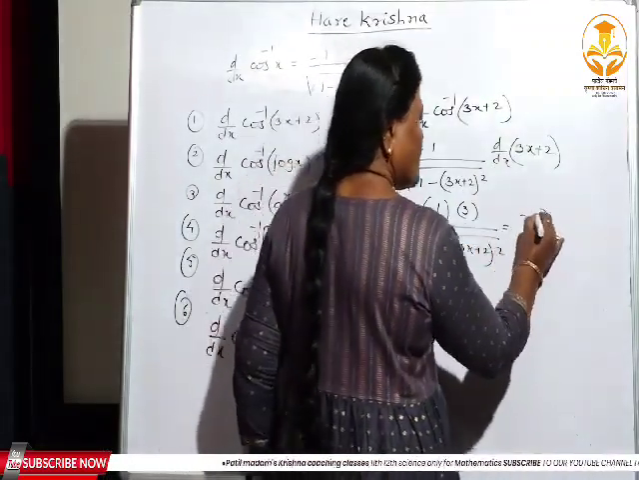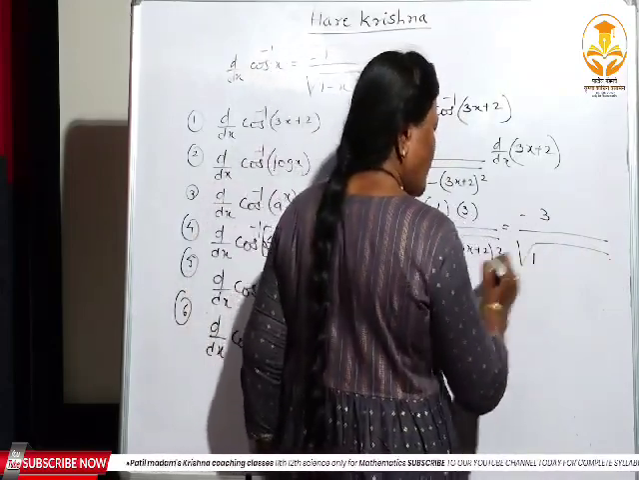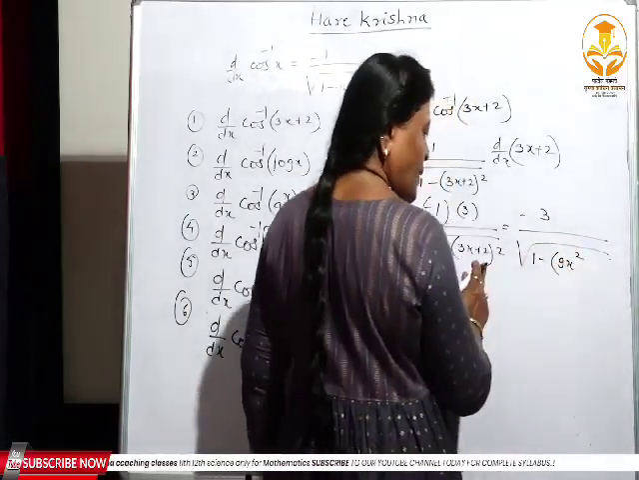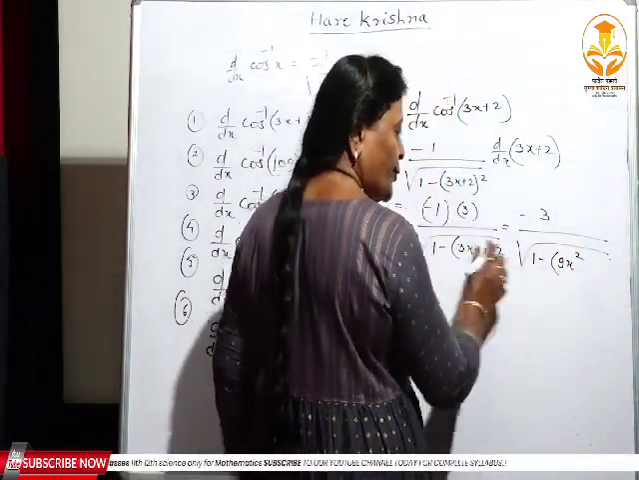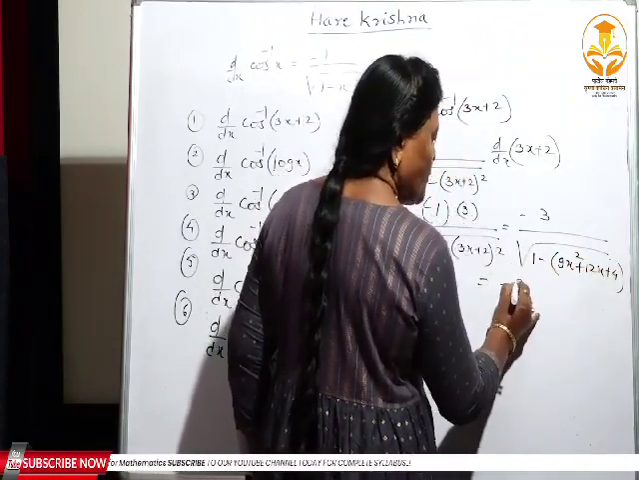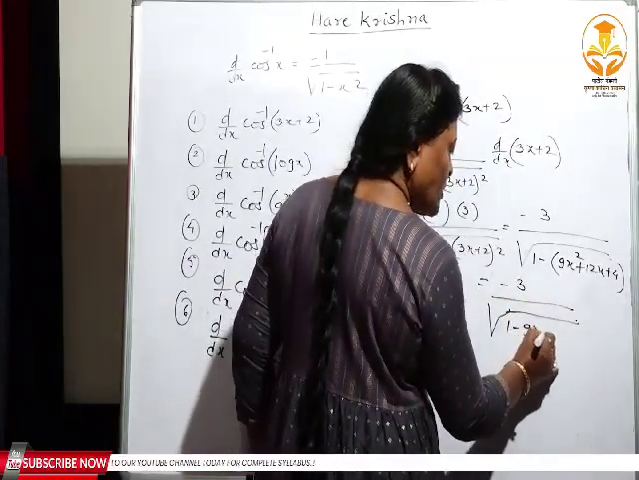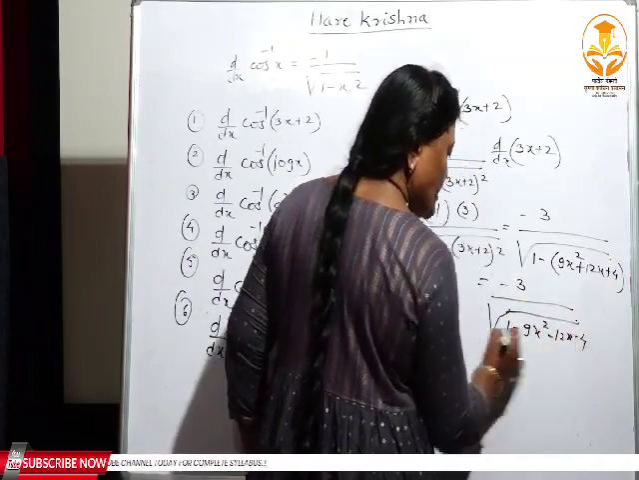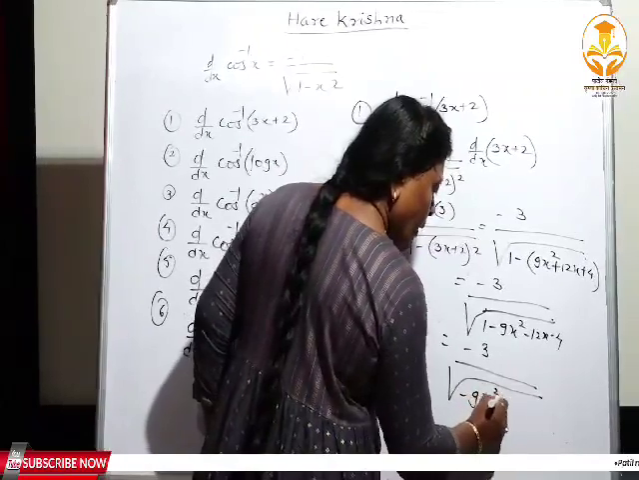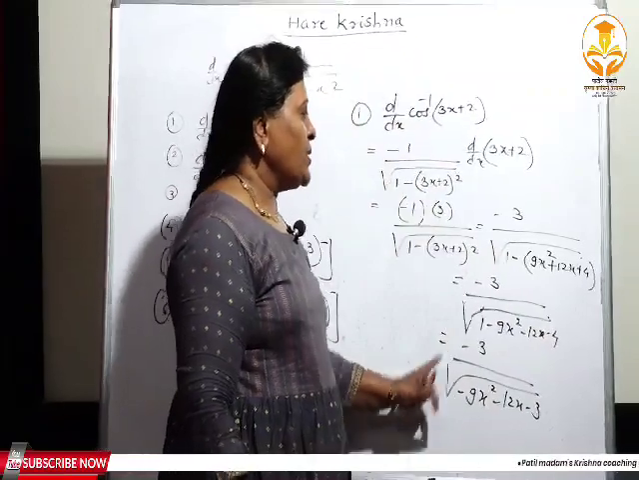Now you can simplify also. It is not necessary. If you simplify, then you will get this here. A plus b whole square means the square of the first term, twice the multiplication of the 2 terms: 2 2s are 4, 4 3s are 12, 12x, and this is nothing but 4. Again, if you observe this, this is root of 1 minus 9x square minus 12x minus 4, isn't it? Minus 3 divided by, here you have got minus 9x square minus 12x and minus 4 plus 1, that is equal to minus 3. This is the final result.